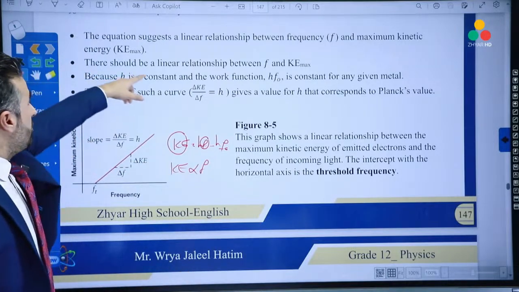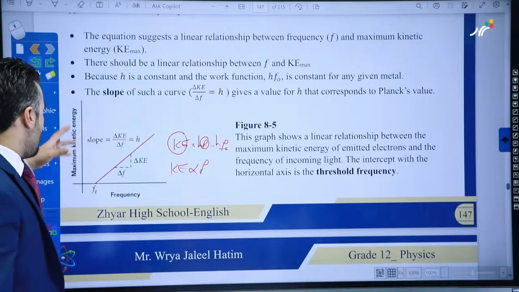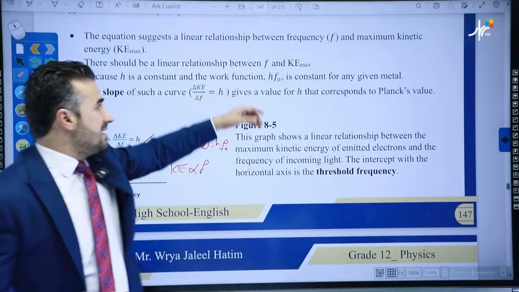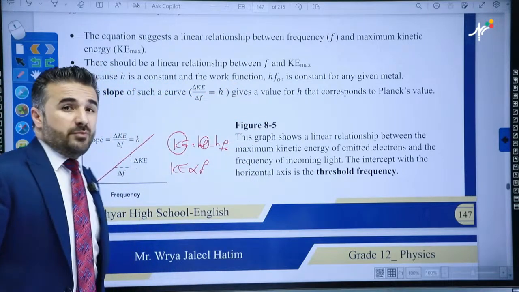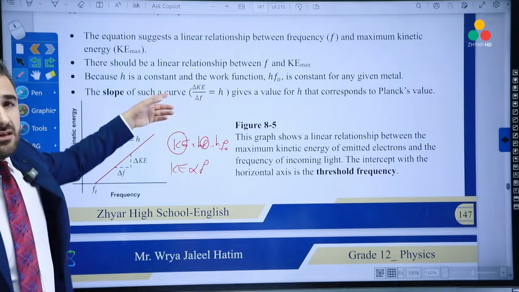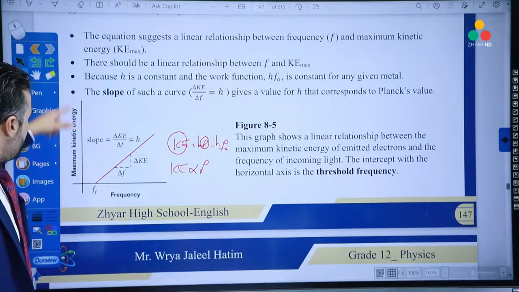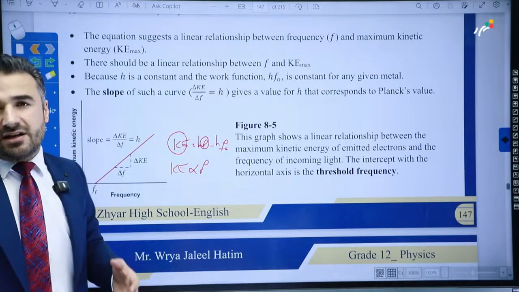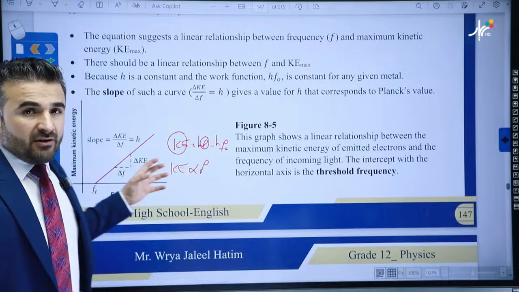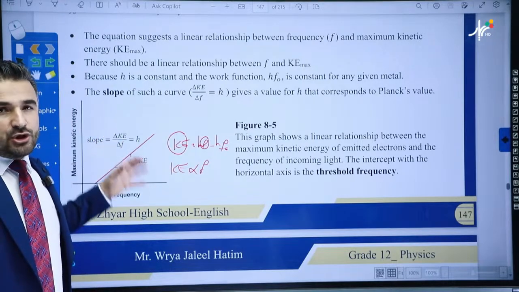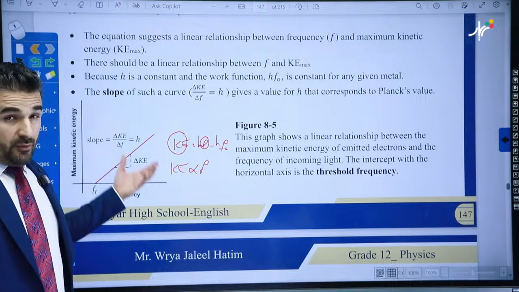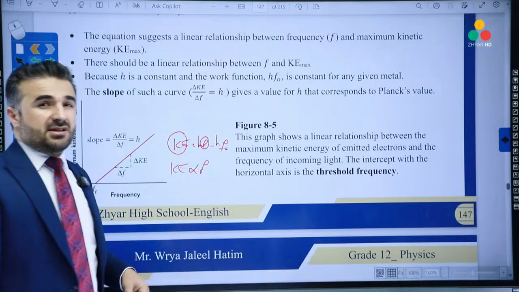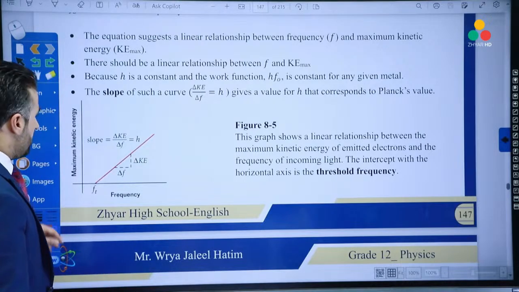And there should be a linear relationship between frequency and maximum kinetic energy, because h is Planck's constant, and the work function, h f naught, is a constant for any given metal. So the slope of the graph of maximum kinetic energy versus frequency would give you a slope, and that slope equals Planck's constant, which is 6.63 times 10 to the power negative 34 joule second.